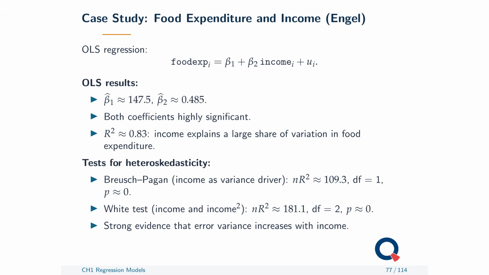Return to the Engel food expenditure regression. The OLS intercept is about 147.5, and the income slope is about 0.485. Income explains a large share of expenditure variation, but both Breusch-Pagan and White tests strongly reject constant variance.